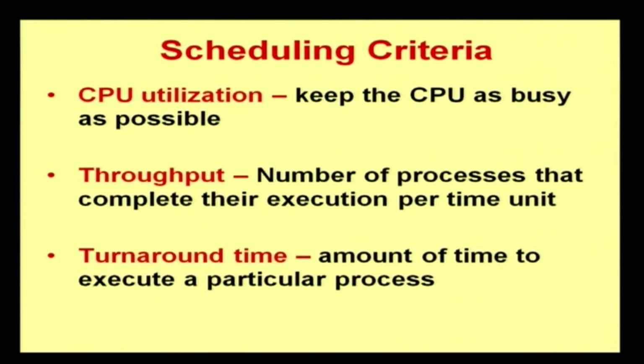That is called as a dispatcher. Now, the next topic is on the scheduling criteria. What are the criteria that is required for scheduling? We have CPU utilization. One of the criteria is CPU utilization. Second criteria is throughput. Third criteria is turnaround time.